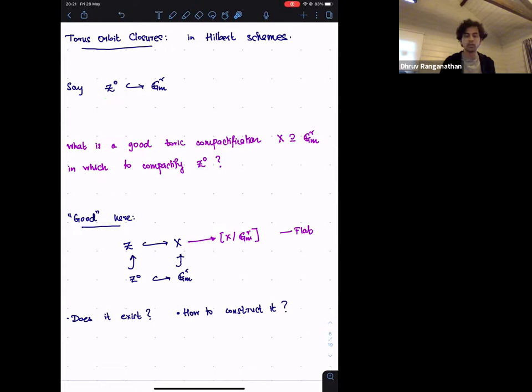Right. So what is a good toric compactification of this G_m^r, which is the place to study a closure of said knot? So what do I mean by good? I'm actually going to go back to the transversality condition I had earlier. So good here is going to mean almost exactly the same thing.